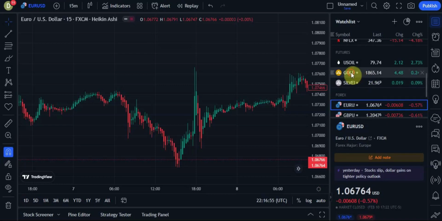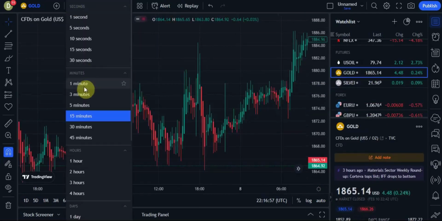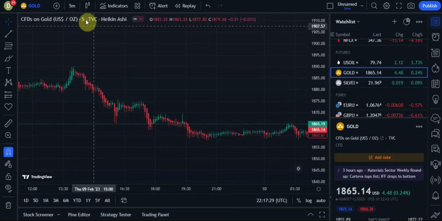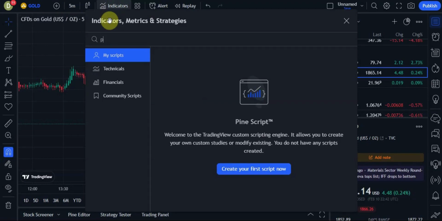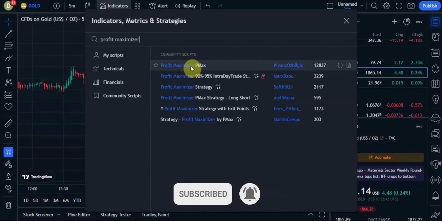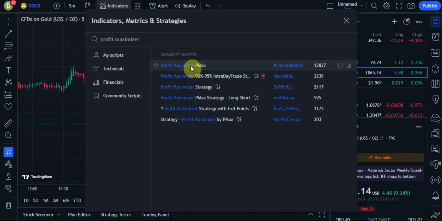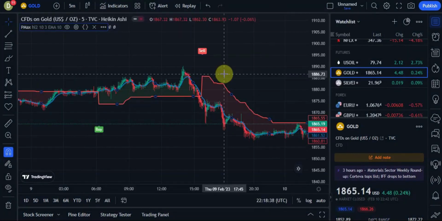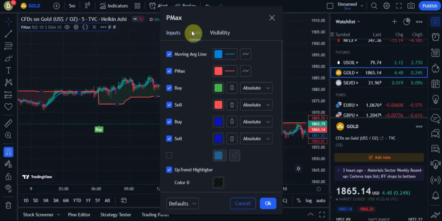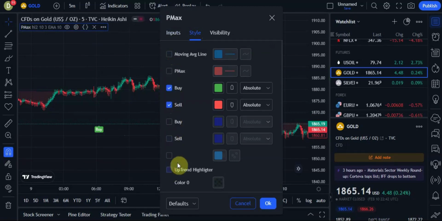Let's start off by opening up a gold chart with a 5-minute time frame. And we're going to add our first indicator. Let's go ahead and type in Profit Maximizer PMAX. And here's the one we want. Let's add this to our chart. We're only interested in the buy and sell signals from this indicator, okay? So let's go to Settings and Style, and we're going to uncheck all these boxes. We're just going to leave these first two buy and sell boxes checked, okay?